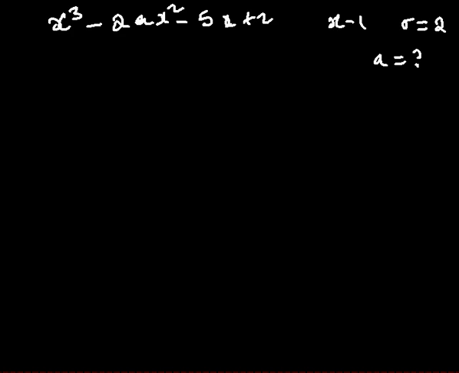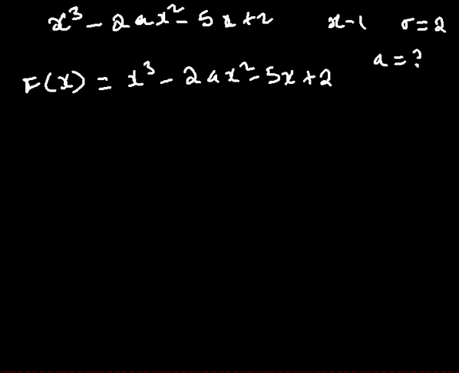And in the case that we have, we need to express that as a function. f of x is equal to x to the power 3 minus 2ax squared minus 5x plus 2. And we need to understand that x minus 1 is the same as 0. Then x is equal to 1. Then f of 1 is the same as the remainder, which is 2.